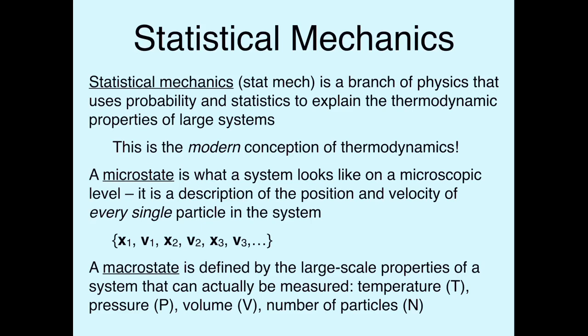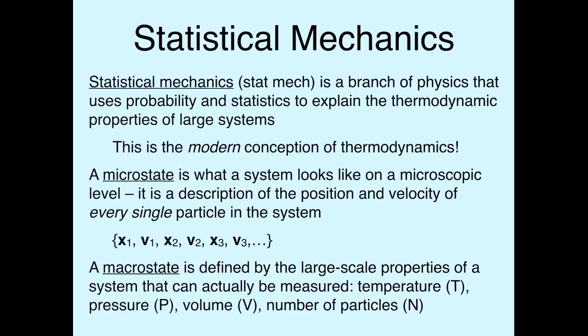So a microstate is basically what your system looks like on a microscopic level. And of course, we know that something like a gas or anything really is just a collection of atoms and molecules at a microscopic level. So if we want to know the microstate of the system, then we need a description of the position of every single particle and the velocity of every single particle in the system. So this is a lot of information, right? We might have like 10 to the 24 different molecules, and for each one, we need to know the position x and the velocity v. So this is a huge list of positions and velocities for all the particles. That's what would constitute a microstate.